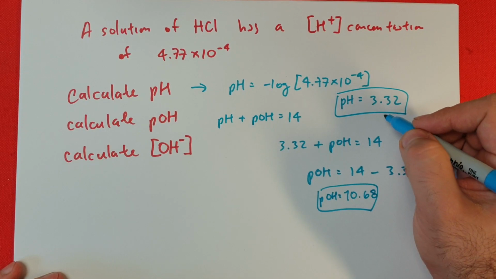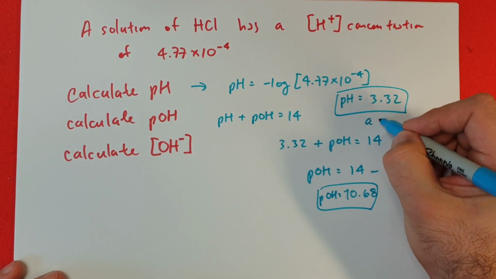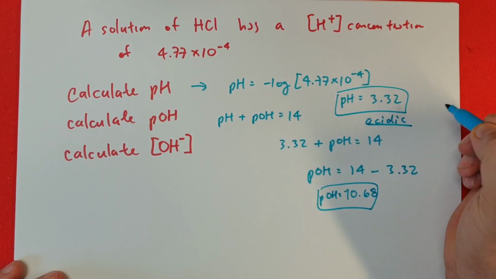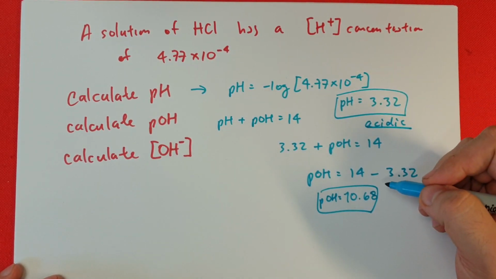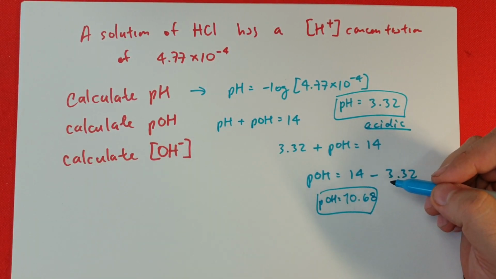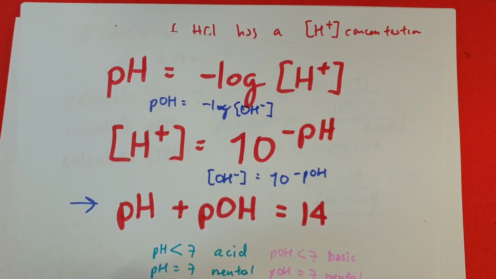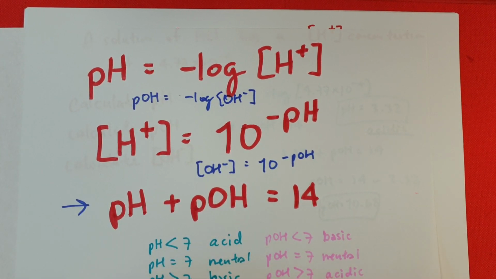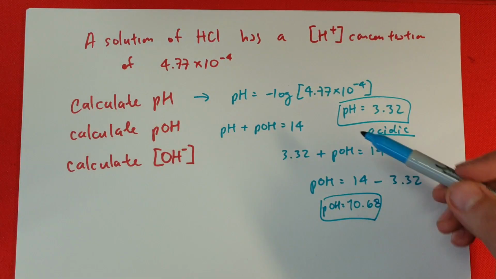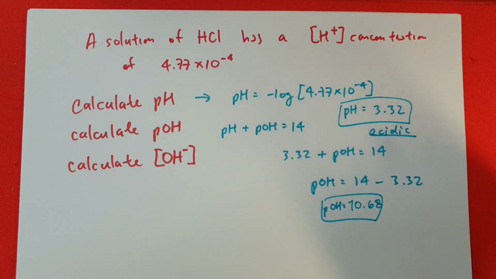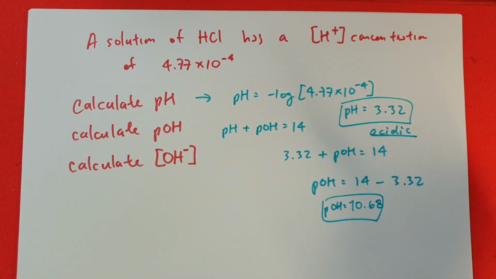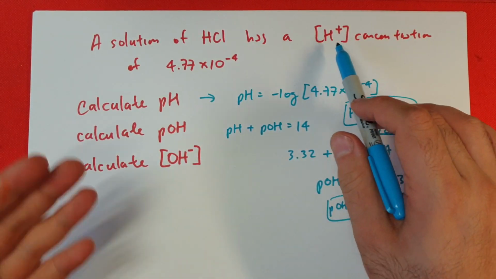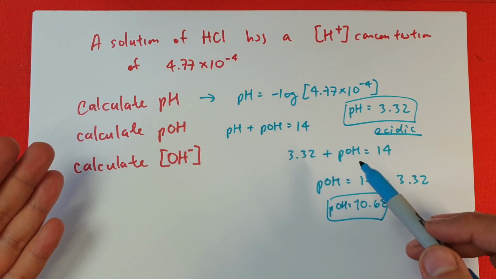Since the pH is lower than 7, it's an acidic solution. And that makes sense, because if pOH is greater than 7, it's acidic. pH less than 7, acid. pOH greater than 7, acid. Why? Because we're talking about the same acidic solution, okay? In this case, we're using H because it's giving us the H right off the bat.